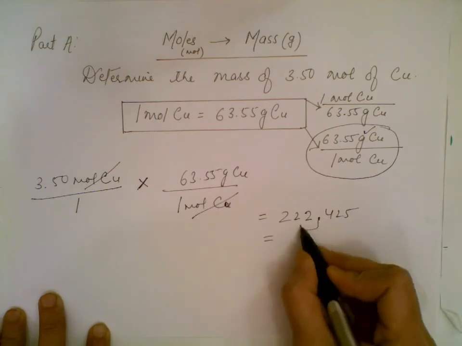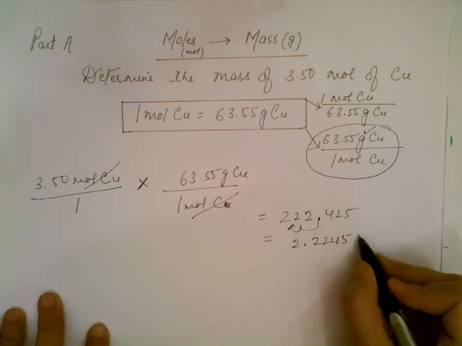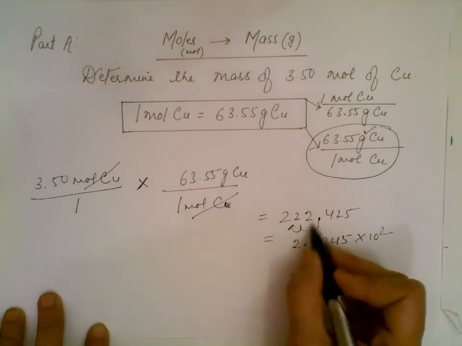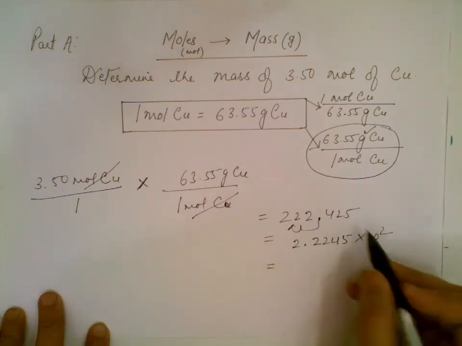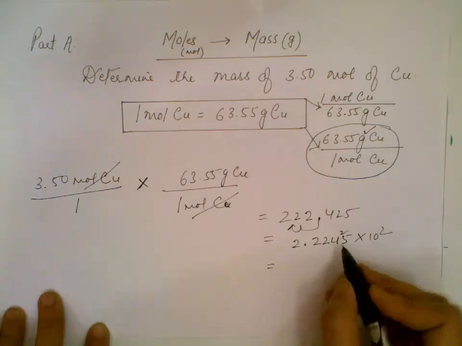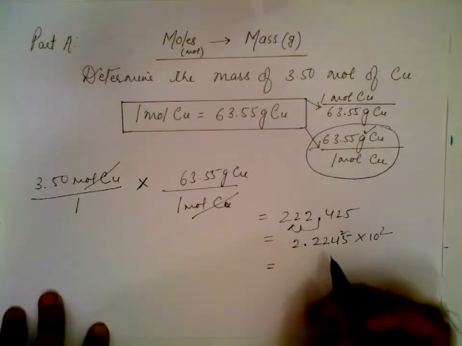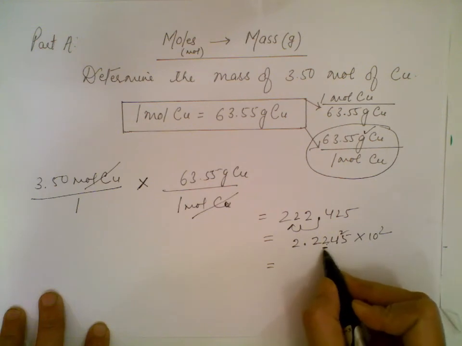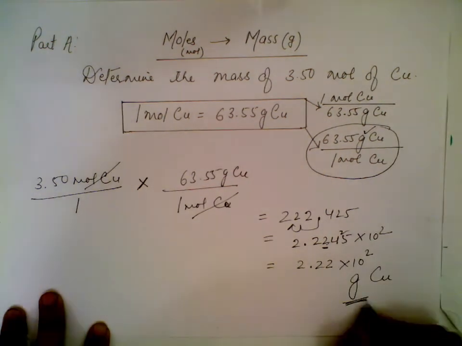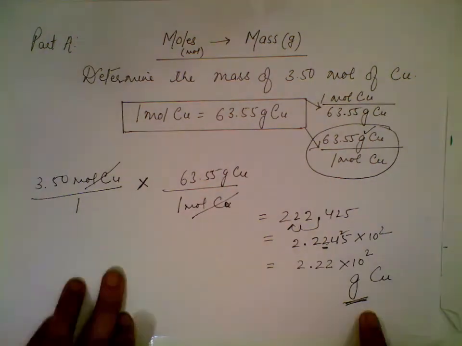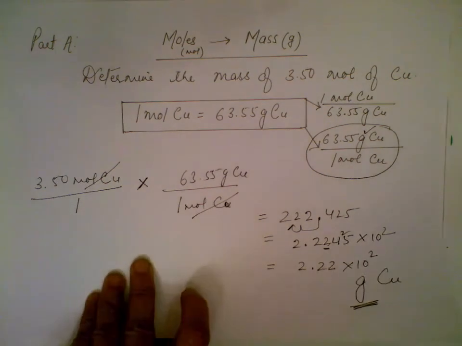222.425. Put it in correct scientific notation, moving the decimal 2 places to the left, because you want only one non-zero digit on the left of the decimal. That's why you moved 2 places. Now let's look at the number of significant figures in our given. 1, 2, 3. So you're going to round off here to 3, and when you do that, your final answer will be these many grams of copper. So don't forget this final unit. You must write the unit in the answer because these numbers don't mean anything. It is not a measurement if you don't put the units. So make sure you put the units.